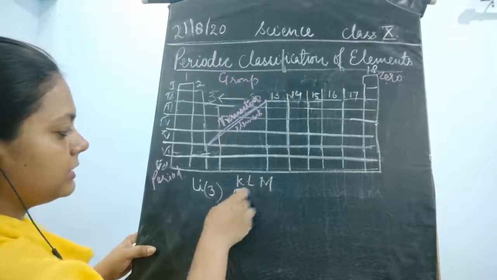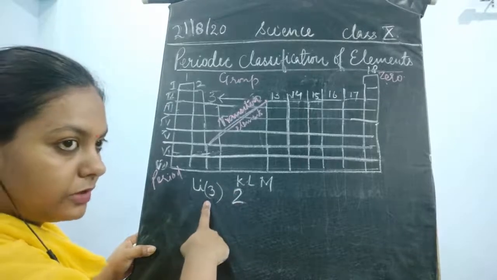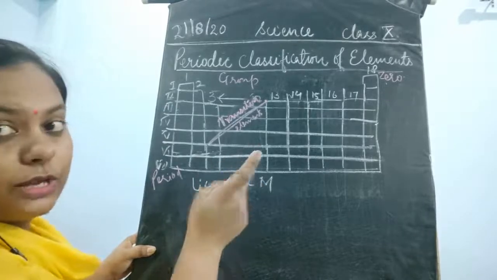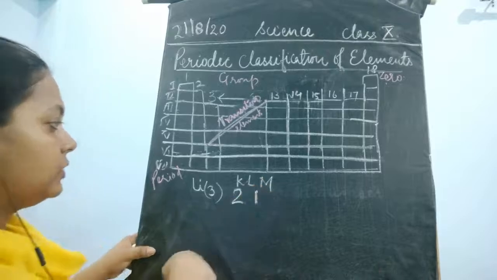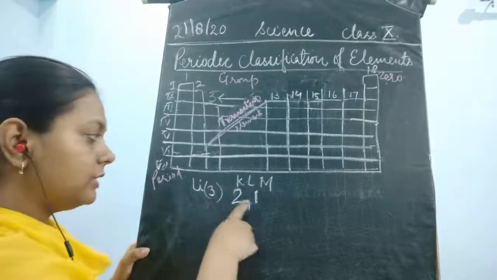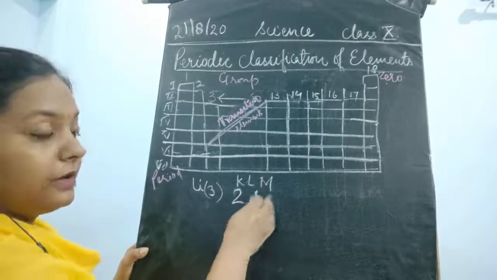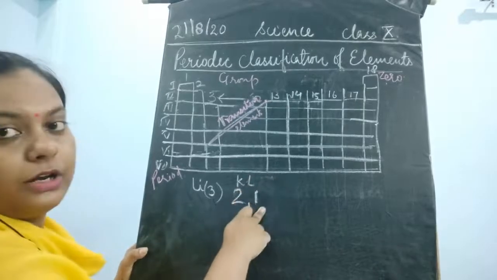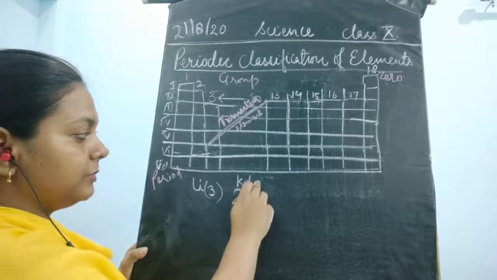Because this is the K shell, the maximum number of electrons in the K shell can be only 2. And then what about the next one? That is 1. 2 plus 1 is 3. Now we are left with only 1 electron, so in the next shell we will have 1 electron. This last shell is called the valence shell.